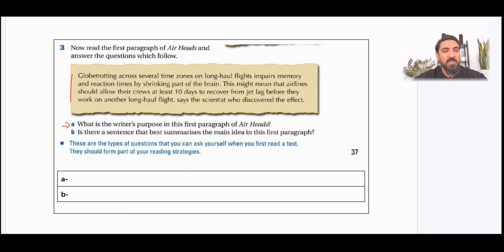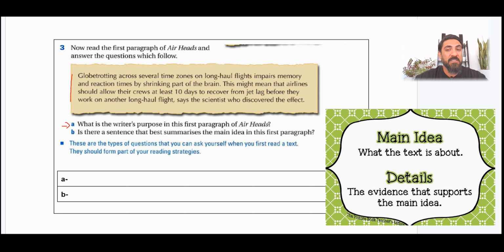So when you ask yourself this question, what is the writer's purpose? You can generally understand what the text is about, because every text has a purpose. It gives you information, gives you details, gives you insight. So what is the purpose in the first paragraph? Is there a sentence that summarizes the main idea in the first paragraph?